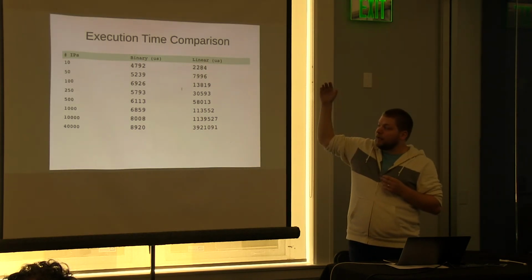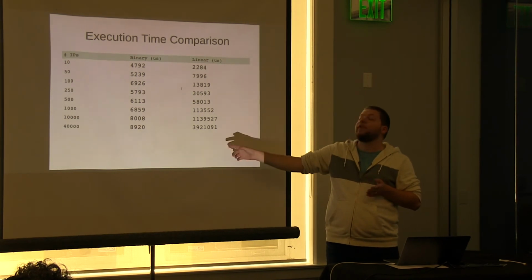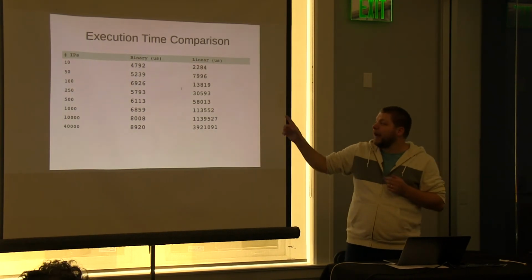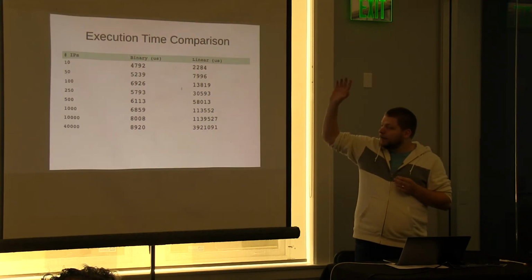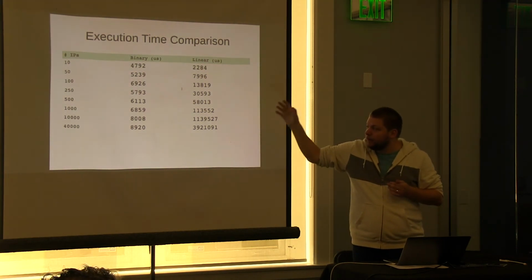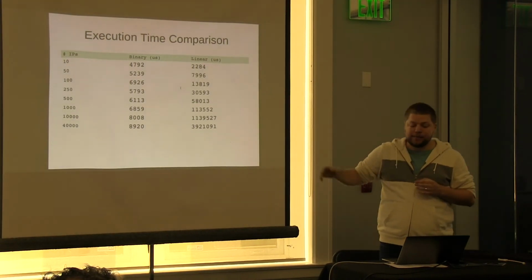But as we started to scale out by several orders of magnitude, looking up 40,000 IP addresses took 4 seconds for our linear search and took 8 milliseconds for our binary search. So again, a chart of numbers, not really visually appealing, but at any sort of scale, the graphical representation is completely meaningless.